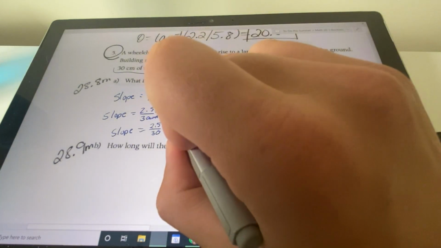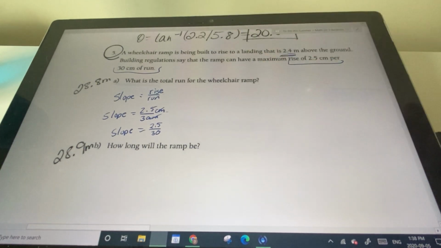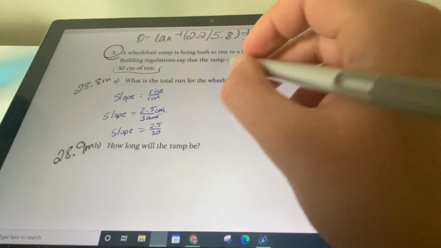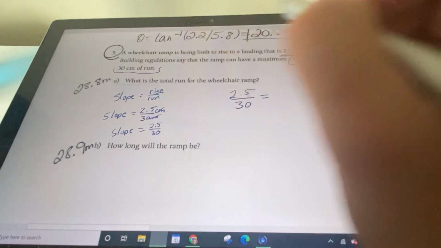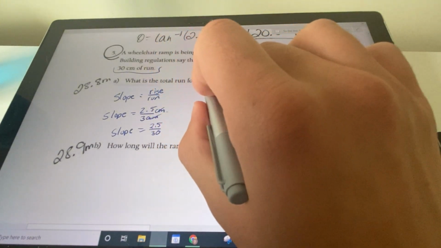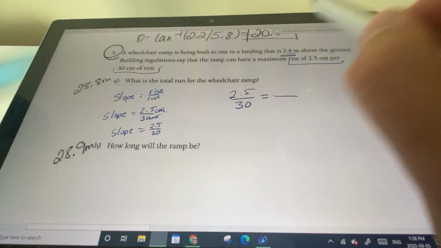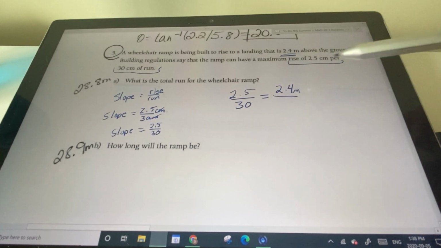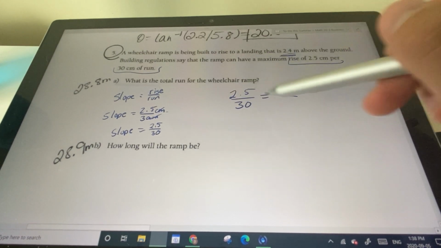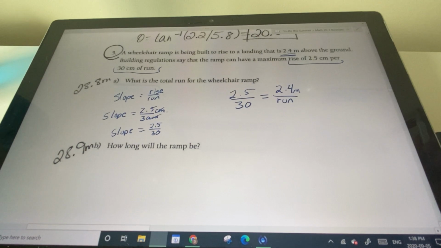Now, they want us to know what the total run of the wheelchair ramp is when we have 2.4 meters above the ground. So here we're going to use our cross multiplication, okay? So remember, 2.5 over 30, and we're always going to put rise on the top and always put run on the bottom. This time, we are rising to the landing 2.4 meters above the ground, okay? So we're going to put 2.4 here and recognize this is in the units of meters. Again, the best part about ratios is once you figure out a ratio, we can use any other units, okay? And we need to know how much run we are going to deal with here.